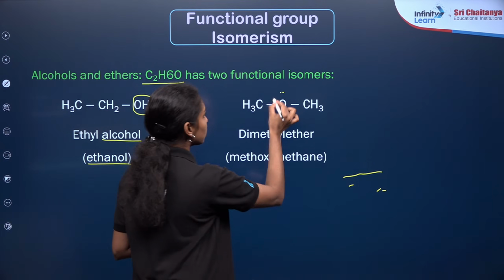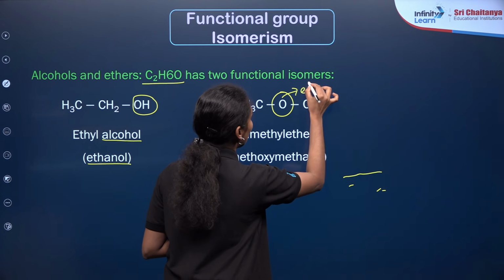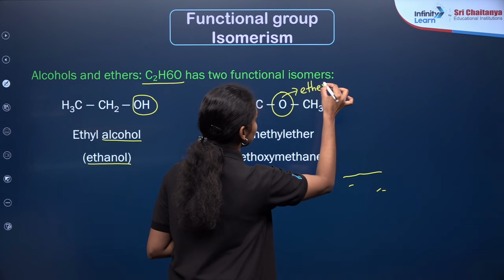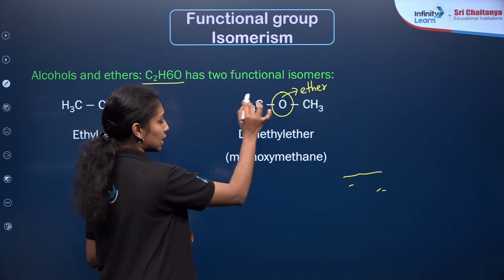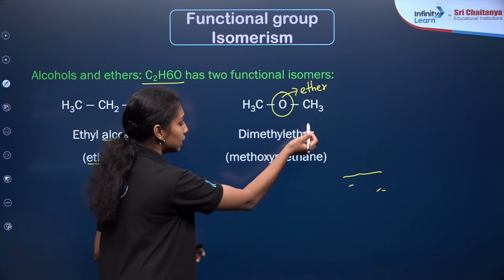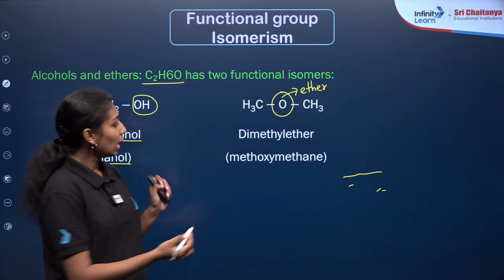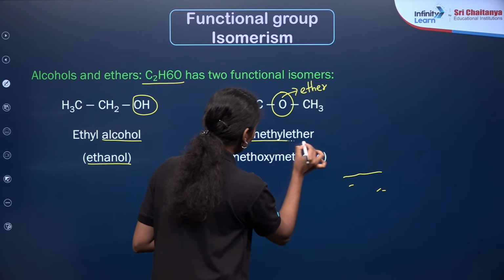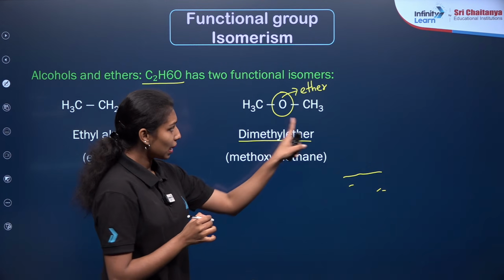This functional group is known as the ether, right? If an alkyl group is present on either side of oxygen, this is known as the ether. So these are methyl groups, right? So two methyl groups are present here. That is why the name of the compound will be dimethyl ether, or it is also known as methoxymethane, right?